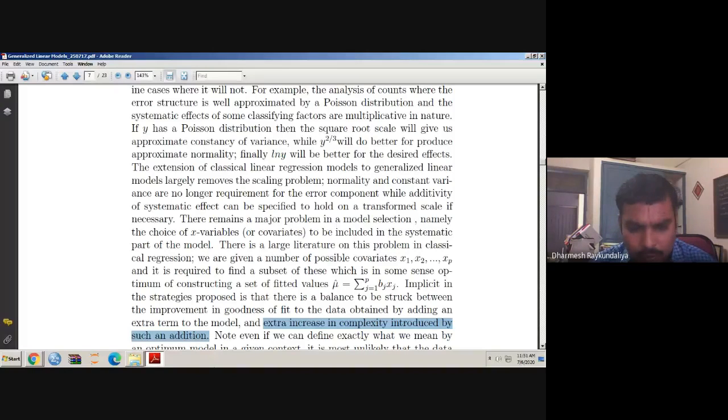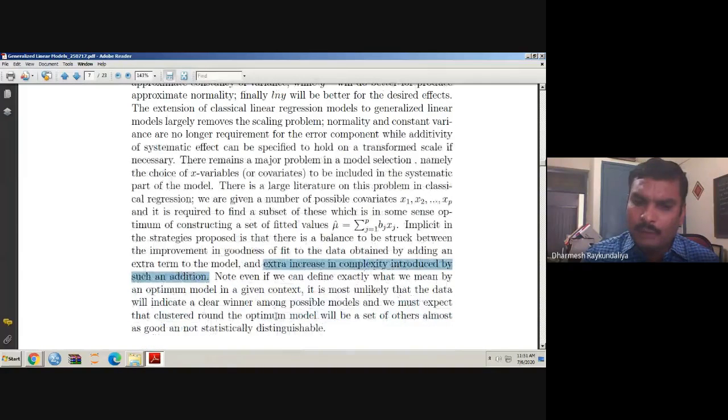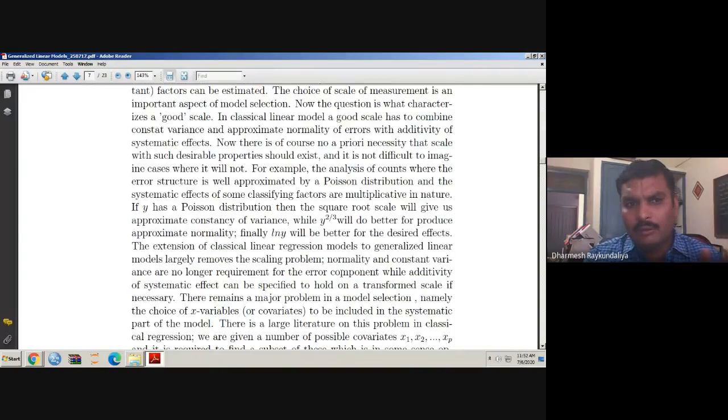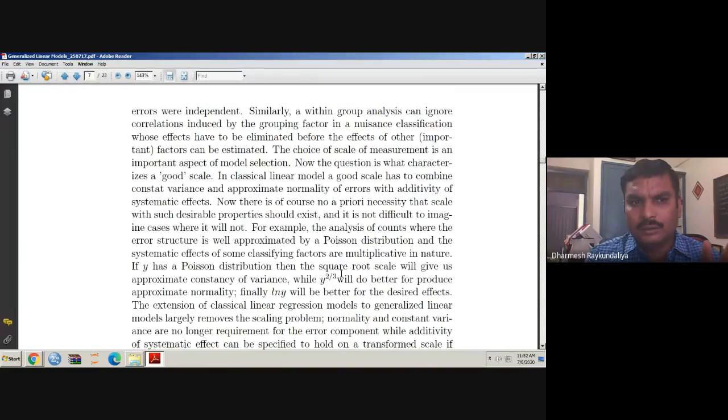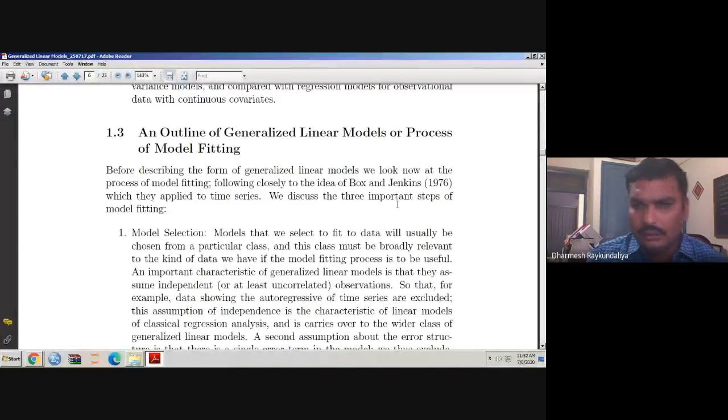Better and better. But when you add more variables, what happens? You are adding extra complexity by the variables. So that is how you require the balance between the complexity and the model fitting. So this is all about the first part of the model selection. It is the first step on the line of the Box and Jenkins scheme.